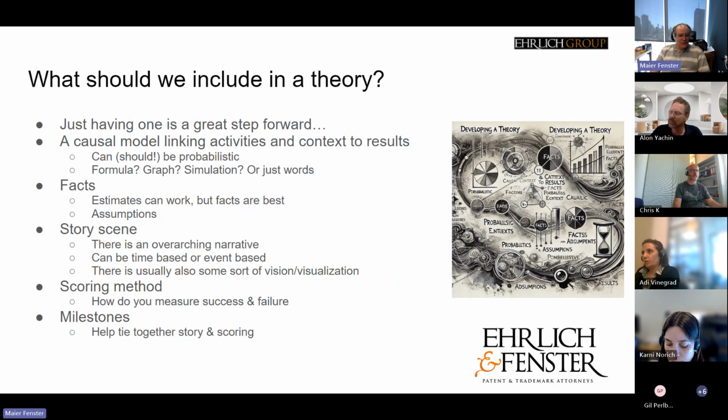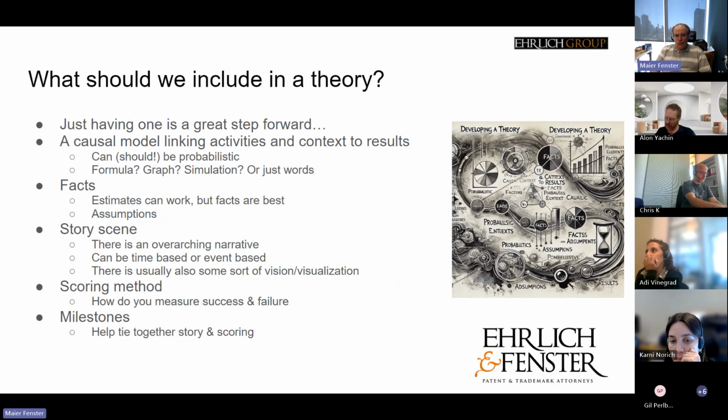The theory includes in it facts. You can use estimates, but then it's less reliable. And you definitely have a lot of assumptions, so you should point them out. I'm assuming that they have a product category. Maybe they don't. And there's some sort of story, the events happening. And the theory has to talk about these events and also something to do with the vision of where the story is supposed to end up.